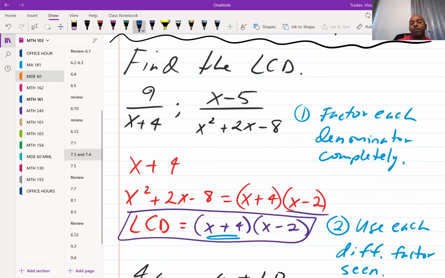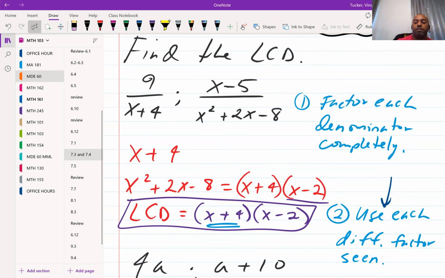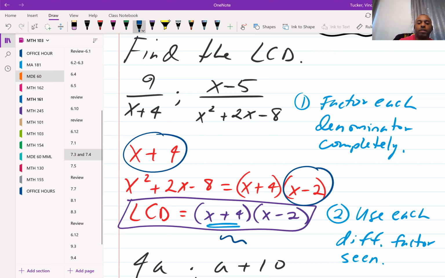All right. And then from there, notice step number 2. Use each different factor seen. So we have x plus 4. We wouldn't write x plus 4 twice, but we have x minus 2. So that's why your LCD is x plus 4 times x minus 2.